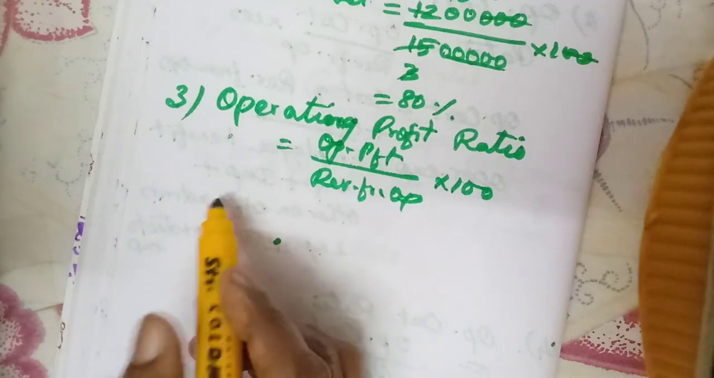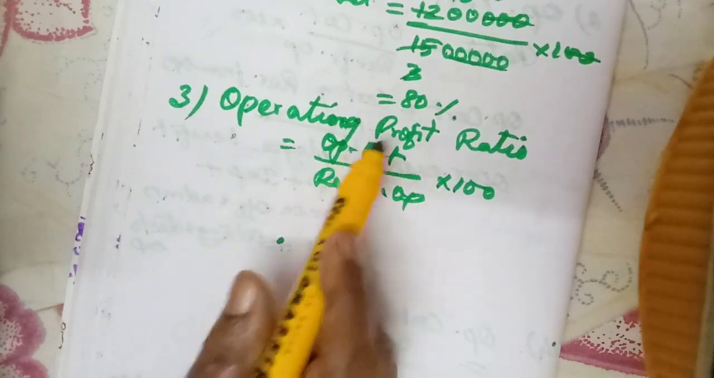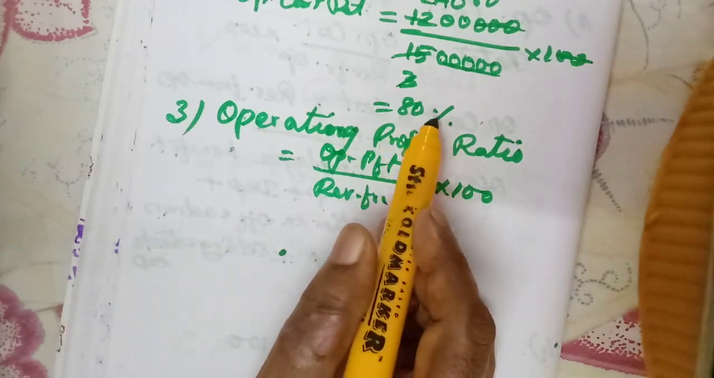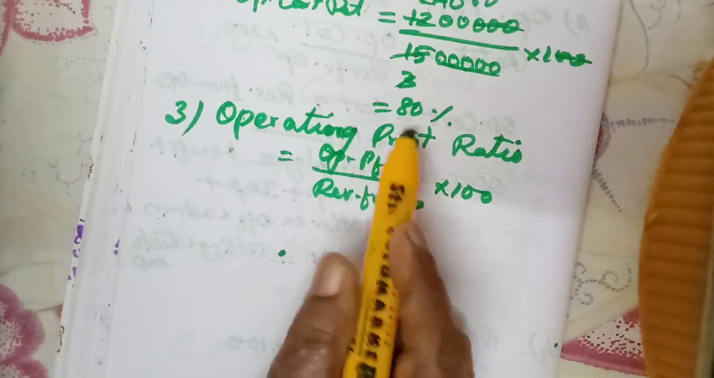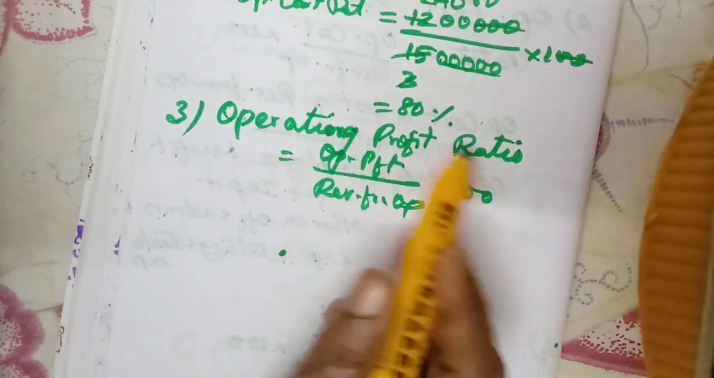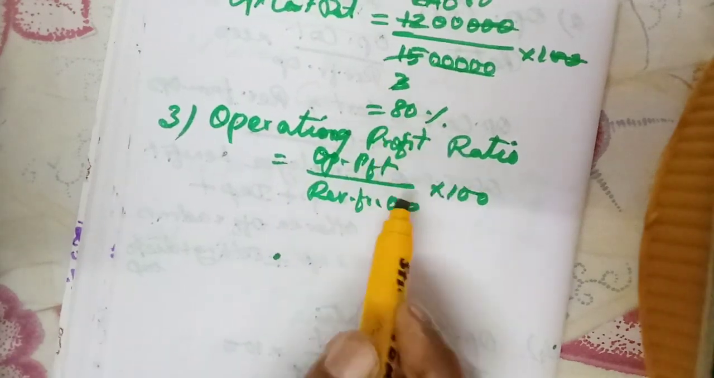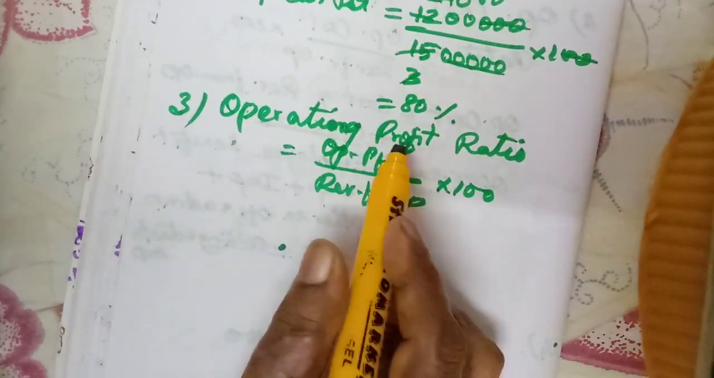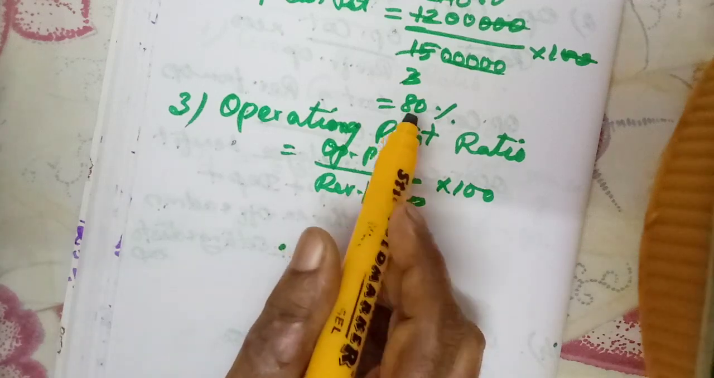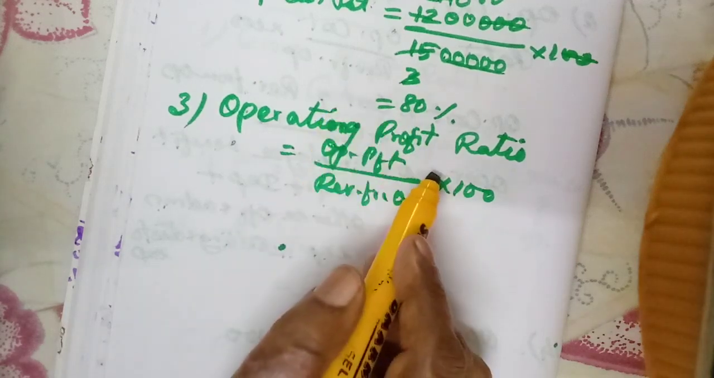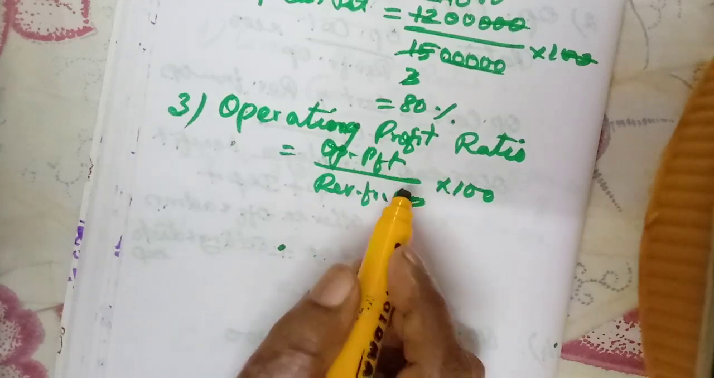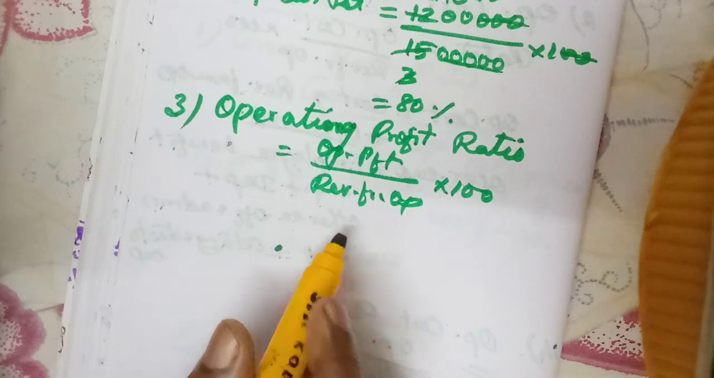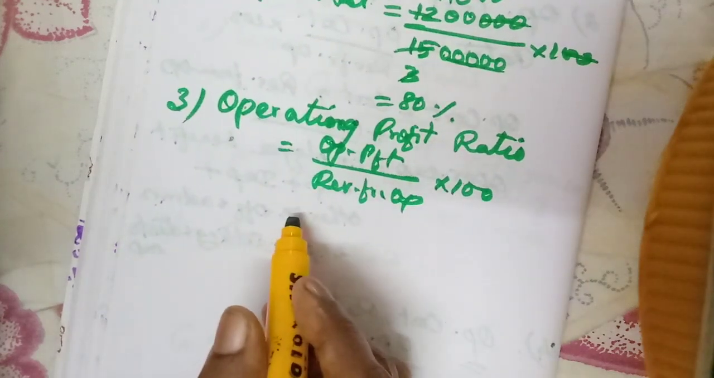Here you have to learn one thing. Operating cost ratio in this problem is 80%. If we add the operating profit ratio, the remaining 20, we will get 100. So by heart we can say the operating profit ratio is 20. When we add operating cost ratio and operating profit ratio, we will get 100. 100 minus 80, 20 is the operating profit ratio.